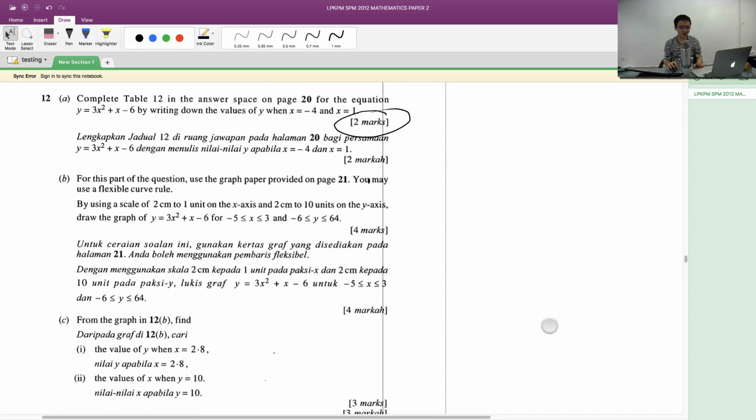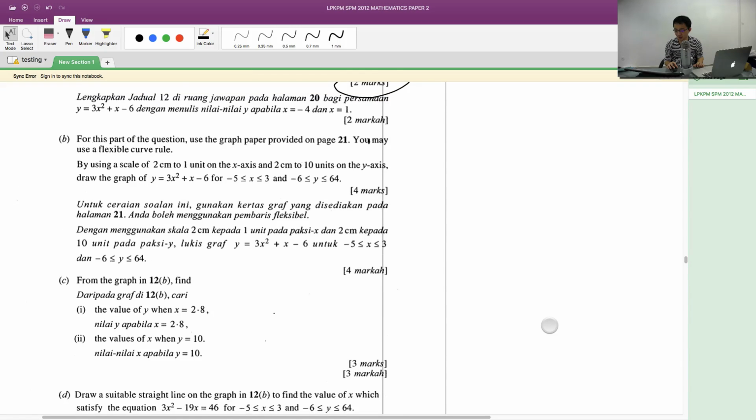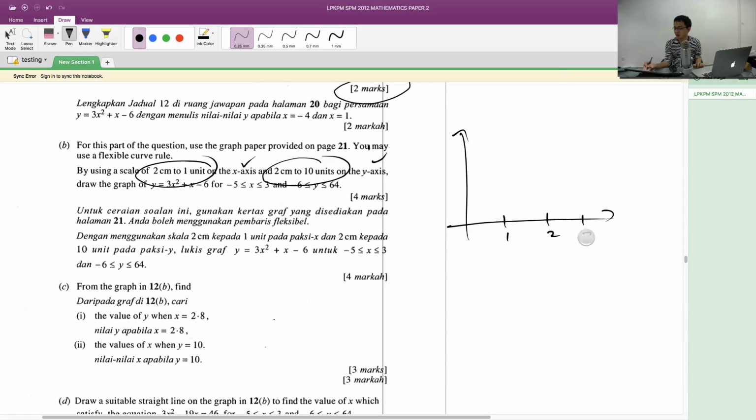Okay, we already solved that. So now we go to part B. B asks you, for this part, to use the graph paper provided on page 21. You may use the flexible curve. Alright, we need to draw it, and then he gives us the scale: 2 cm for 1 unit on the x-axis, 2 cm for 10 units on the y-axis. So basically this is trying to tell you that every 2 cm you have 1, 2, 3 on the x-axis, and on the y-axis every 2 cm you have 10, 20, 30, and continue. Right, so this is y, this is x.